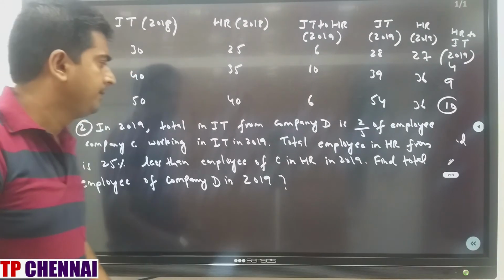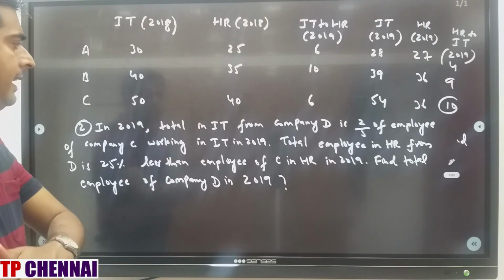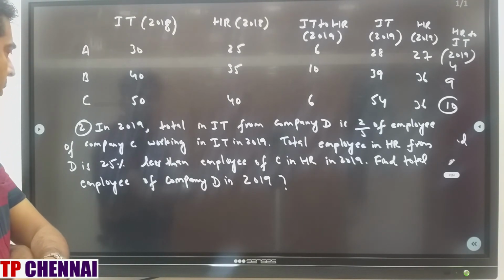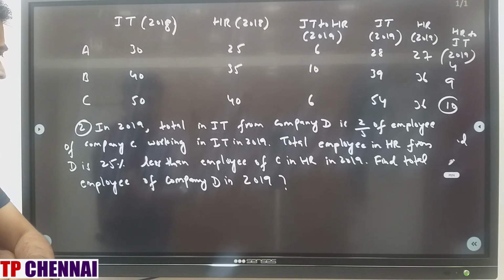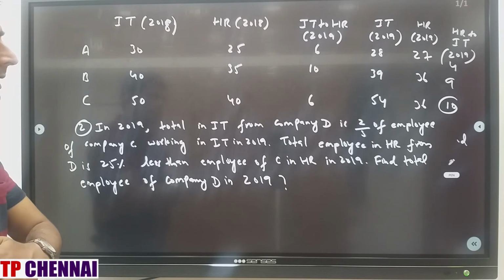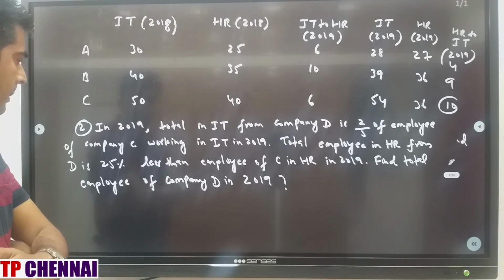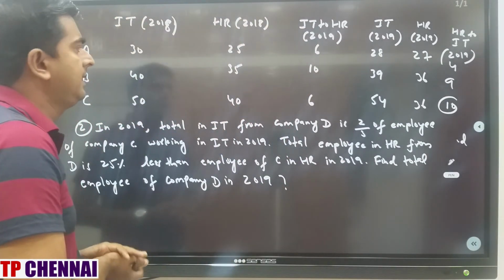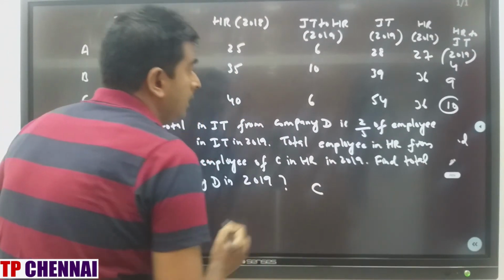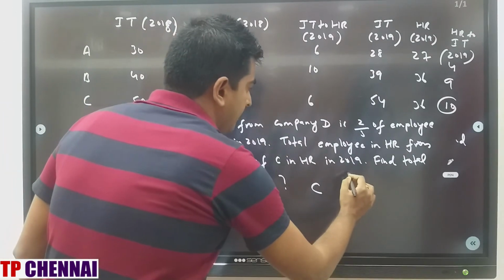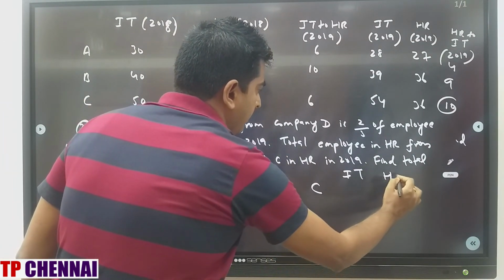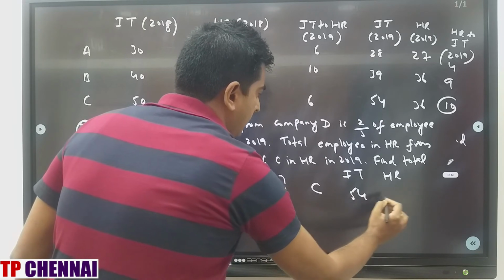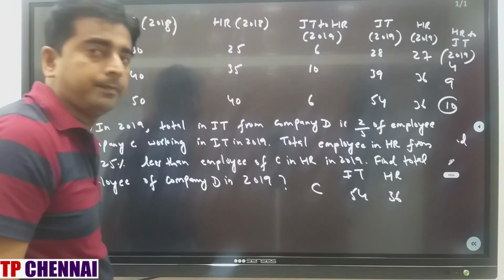Now this is the second question. In 2019, total in IT from company D is 2/3 of employees of company C working in IT in 2019. Total employees in HR from D is 25% less than employees of C in HR in 2019. Find total employees of company D in 2019. That means we need to worry about 2019 company C. You have IT and HR. How much? 54 and 36.